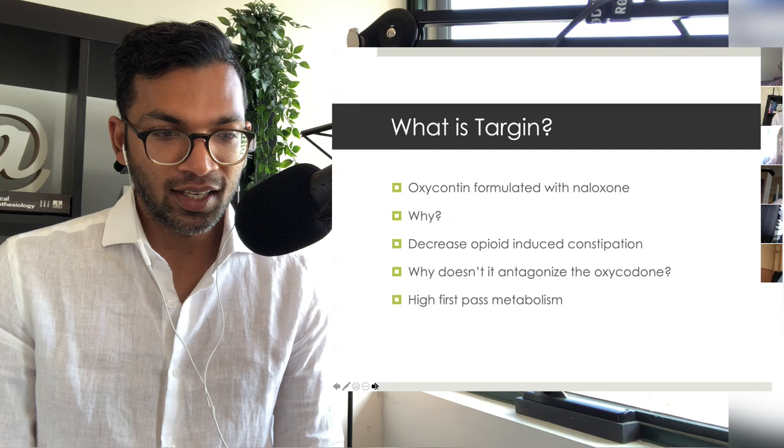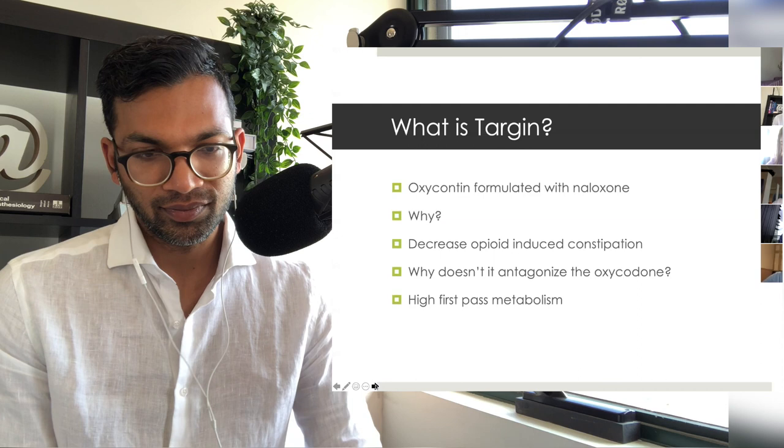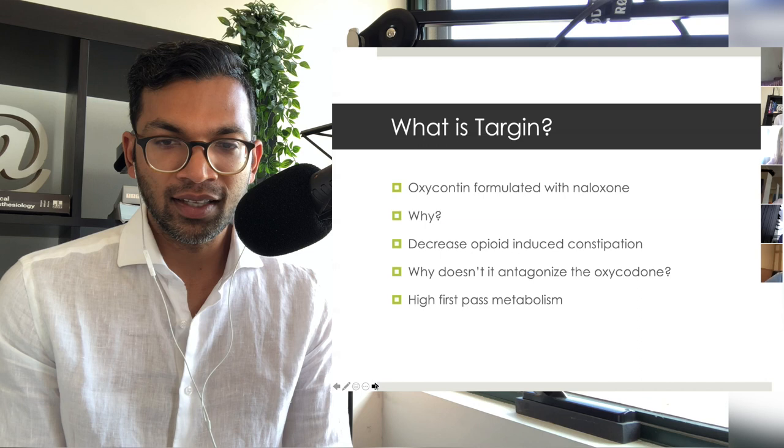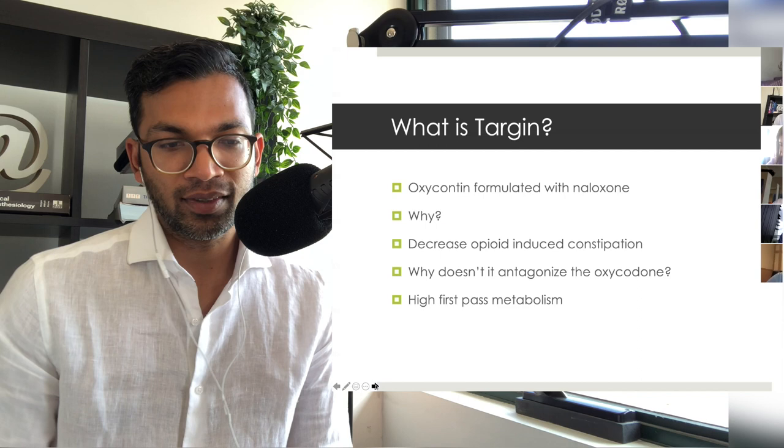So just quickly, the naloxone is completely metabolized to an inactive form by the liver. Is that what you're saying? Exactly. Completely metabolized. And there's not many things that are completely metabolized. So that's really specific to naloxone.